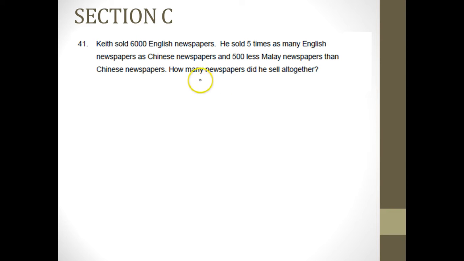So we know that this whole word problem is about Keith selling newspapers. The first information we have is 6,000 English newspapers. So English is 6,000. We also know that he sold 5 times as many English as Chinese, so English newspaper is also 5 units. Your Chinese is 1 unit. And he sold 500 less Malay newspapers than Chinese, so Malay will be less than Chinese. So it's 1 unit minus 500. Right? So we also can draw our model.